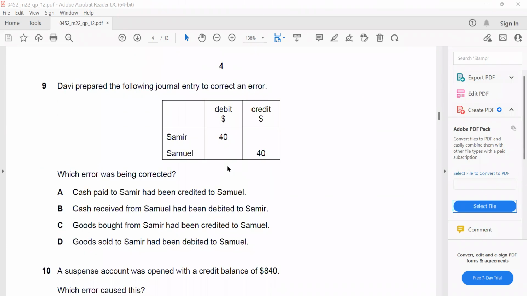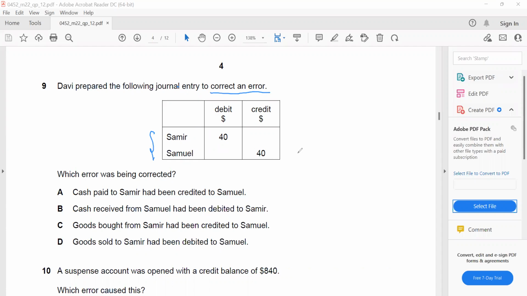Okay, question 9. Davy prepared the following journal entry to correct an error. Samir, Samuel. Which error was being corrected? Cash paid to Samuel has been credited to Samuel. So here, an error is being corrected. Both are the name. So this one is credit Samuel.